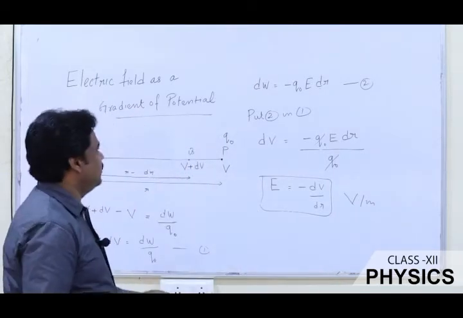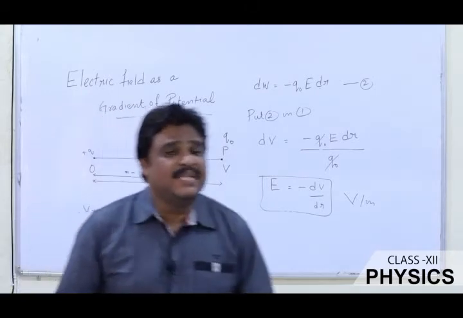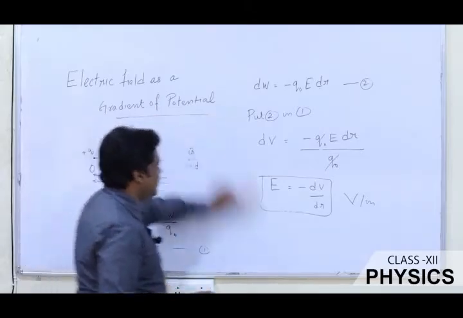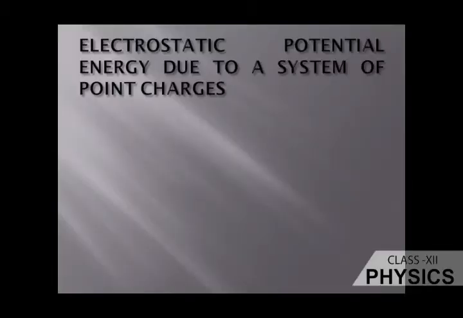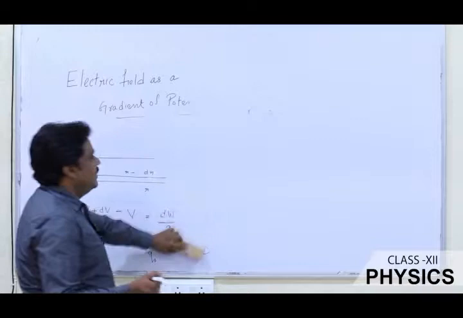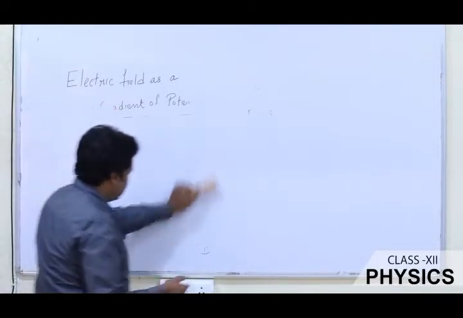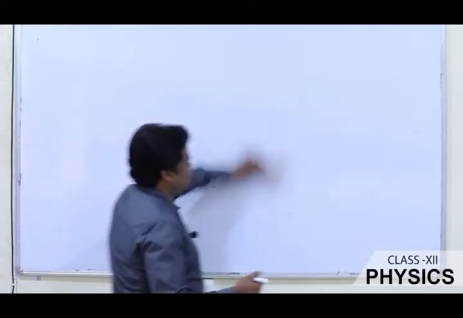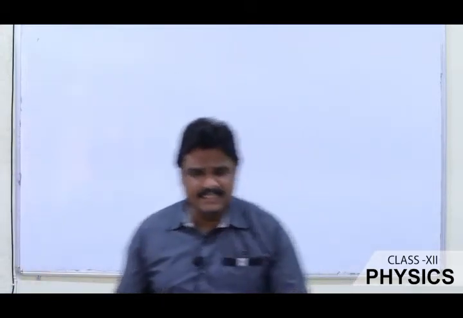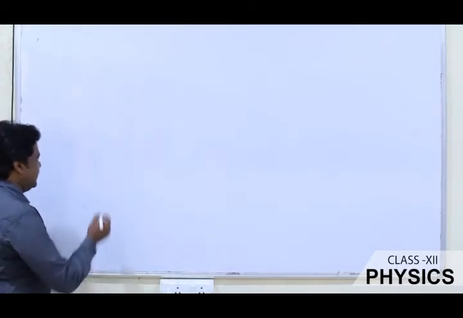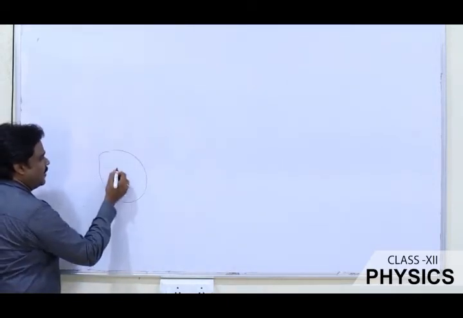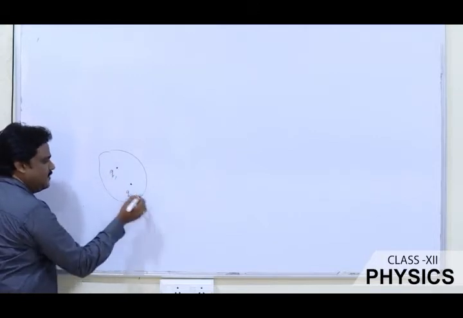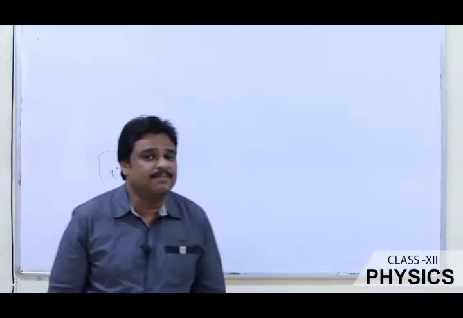Next, I am going to derive an expression for electrostatic potential energy. My aim is to derive electrostatic potential energy for a system of point charges. You know what is electrostatic potential energy. How to define electrostatic potential energy? Let us suppose that I want to define potential energy of a 2-point charge system, say Q1 and Q2.